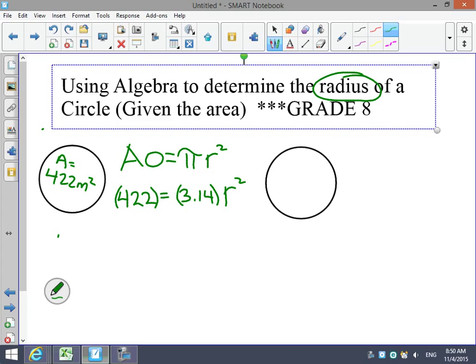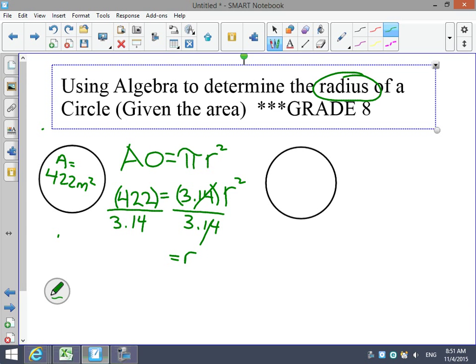Now, don't worry about that squared sign for a second. Just pretend that was an r. If that was an r by itself, we've done this many, many times so far. And we know we have to isolate the radius, so the radius is by itself. And the only way to isolate it is to get rid of the 3.14. We also know that 3.14 is multiplying into the r, so the only way to get rid of it is to divide. And if we divide 3.14 by that side, we have to divide the other side by 3.14.